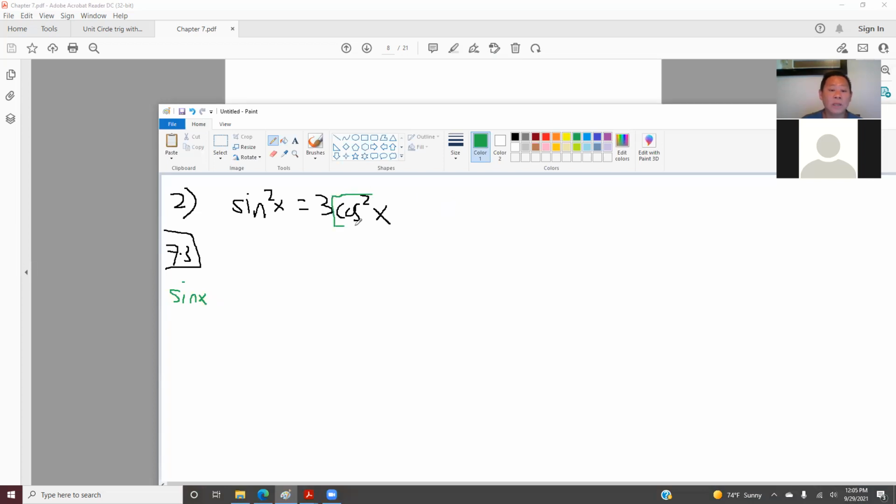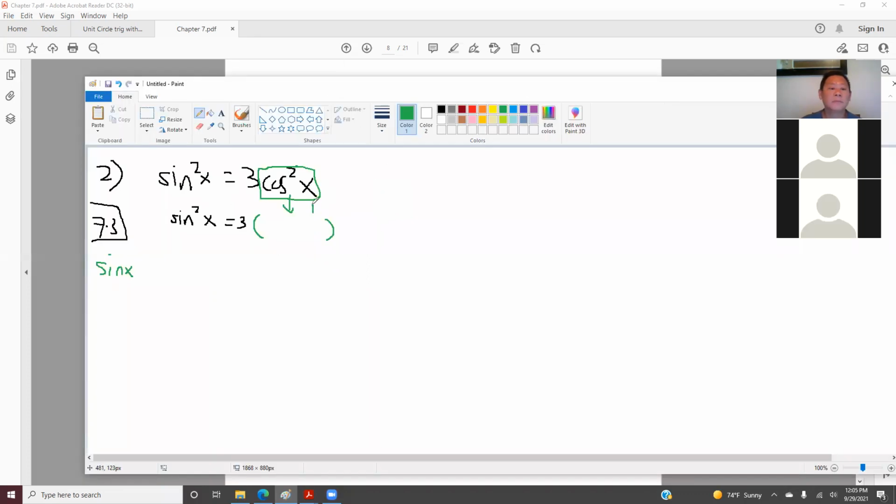This is the one we need to change. The rest is the same, so we do not need to change these two, and the 3 is still here. Can someone tell me how we change this into sine? You guys should know this. Nicholas, Adrian, what kind of identity changes this to sine? You can use the Pythagorean identity. What will this be if you change it into sine using Pythagorean? Would it be 1 minus sine?